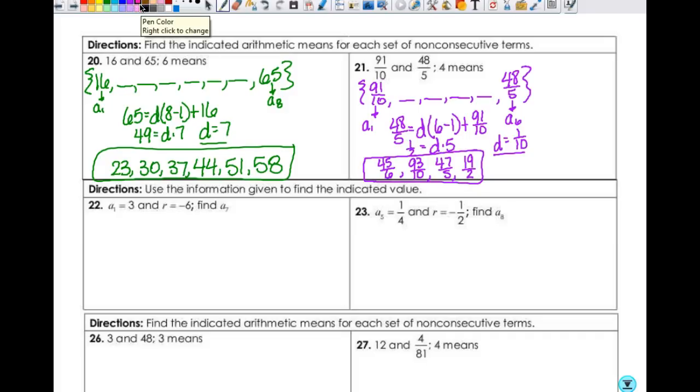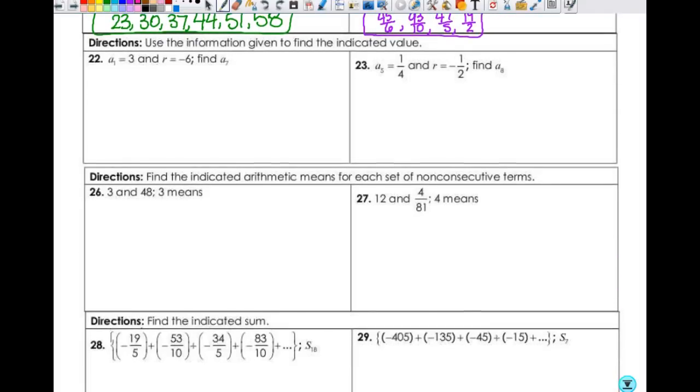Okay, so now we're going to find the indicated value, and we are working with geometric now. So here's A1, and here is R, and I need A7. It does not say that I have to write the rule, but if I did, you'd want to make sure you have it.